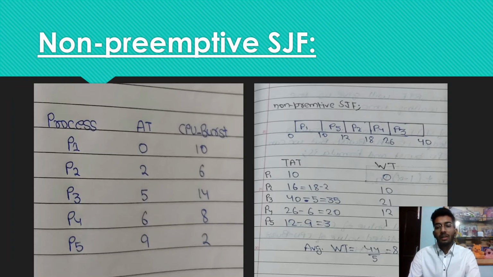So similarly we can calculate the turnaround time like we calculated last time by subtracting completion time minus arrival time, and similarly the waiting time, that is subtracting turnaround time minus CPU burst, and then we can calculate the average waiting time. We can see the average waiting time in shortest job first is lesser than the FCFS.